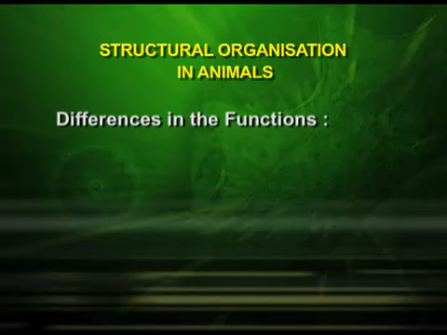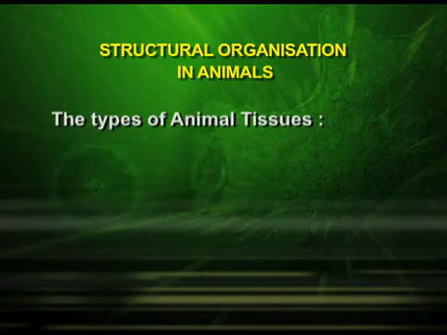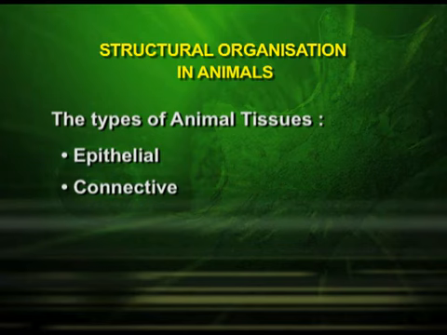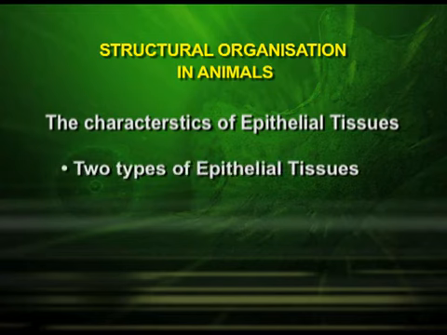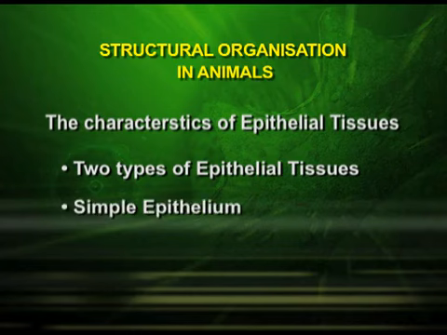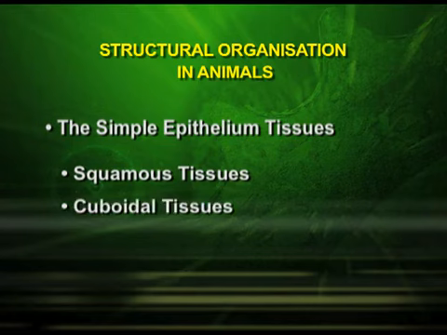Let us have a quick recap of the portion we studied in this episode. We studied the differences in the function of the unicellular and multicellular organisms, and the types of animal tissues. They are generally of 4 types: the epithelial, connective, muscular, neural. We studied the characteristics of the epithelial tissues, the 2 types of epithelial tissues depending on the number of cell layers present, the simple epithelium and the compound epithelium. Under the simple epithelium, we studied the squamous, the cuboidal and the columnar.